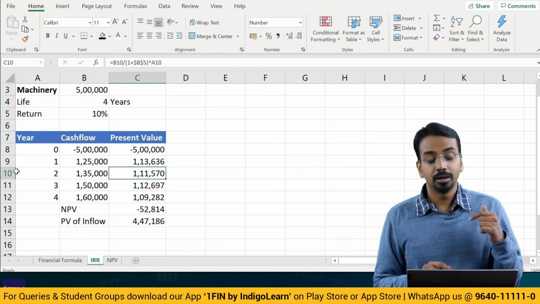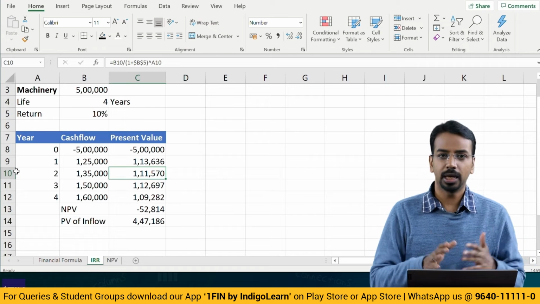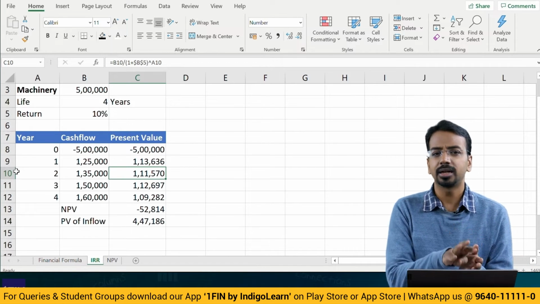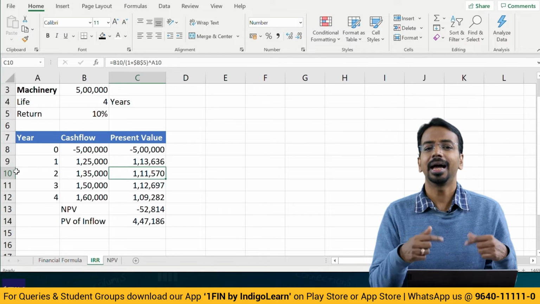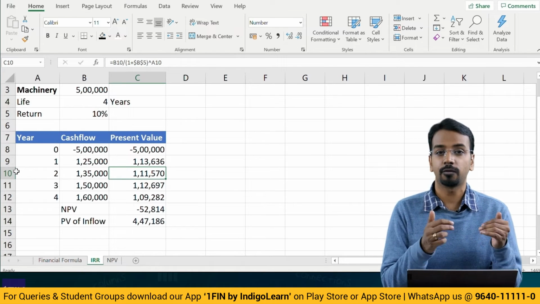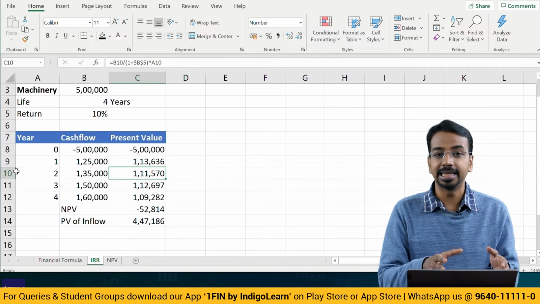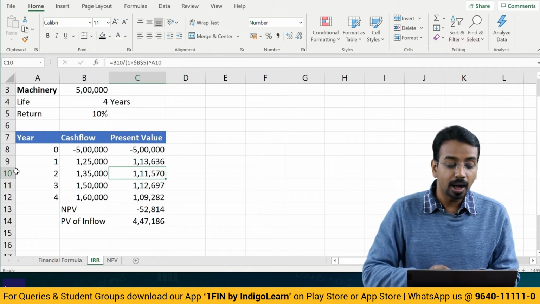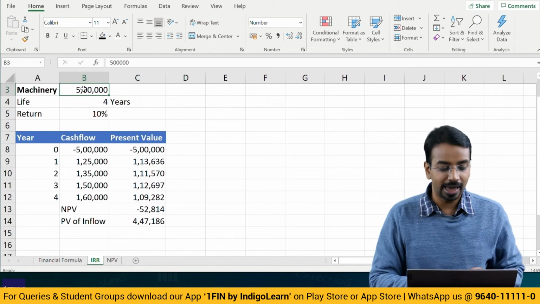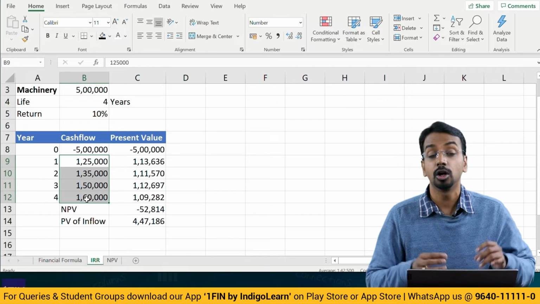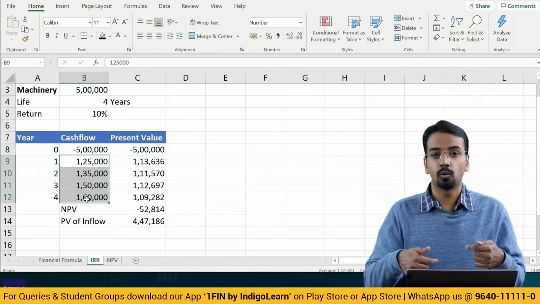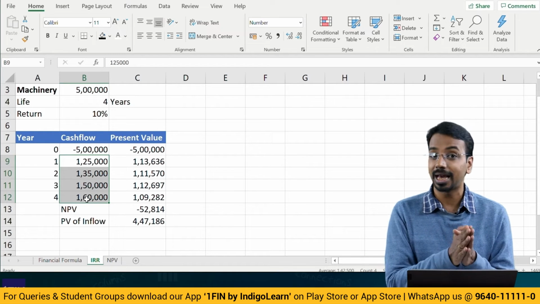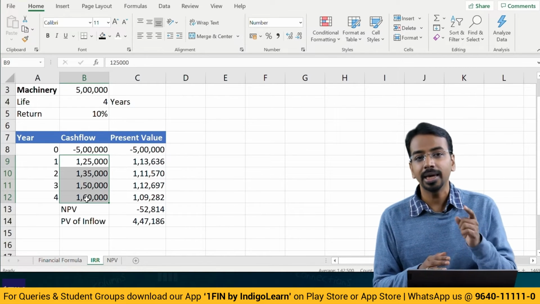Now let's look at the next formula, which is the IRR formula, and again here I have copied the same data set that we have used for NPV. We'll understand what is the meaning of this IRR. IRR stands for internal rate of return. Now for example, in this case, if I want to find out what is the rate of return that I am getting by buying a machine at 5 lakhs, giving it out on rent in this manner, what is my rate of return? What is the return that I am earning after considering the time value of money? That is what is given by IRR.